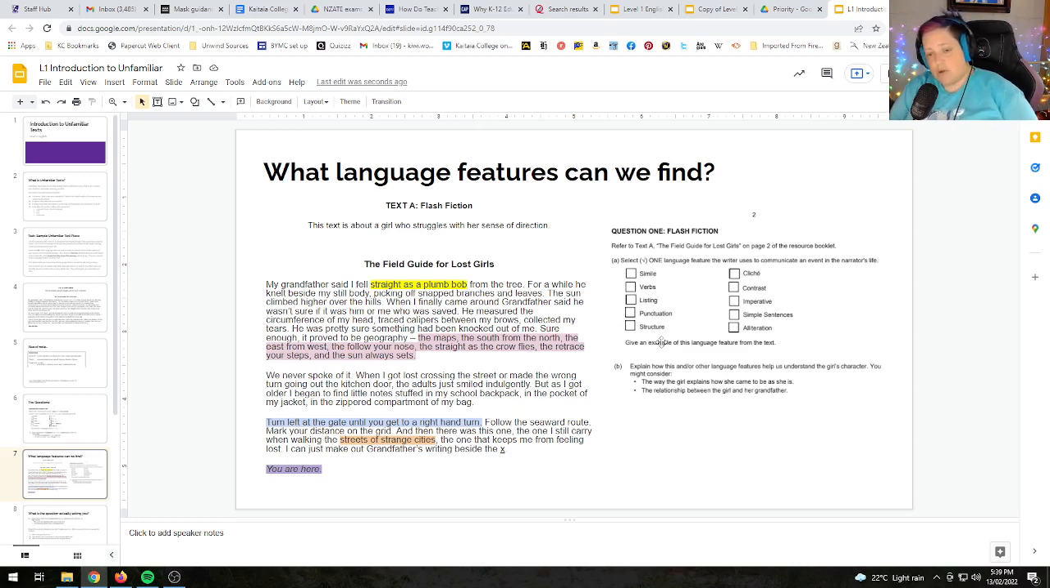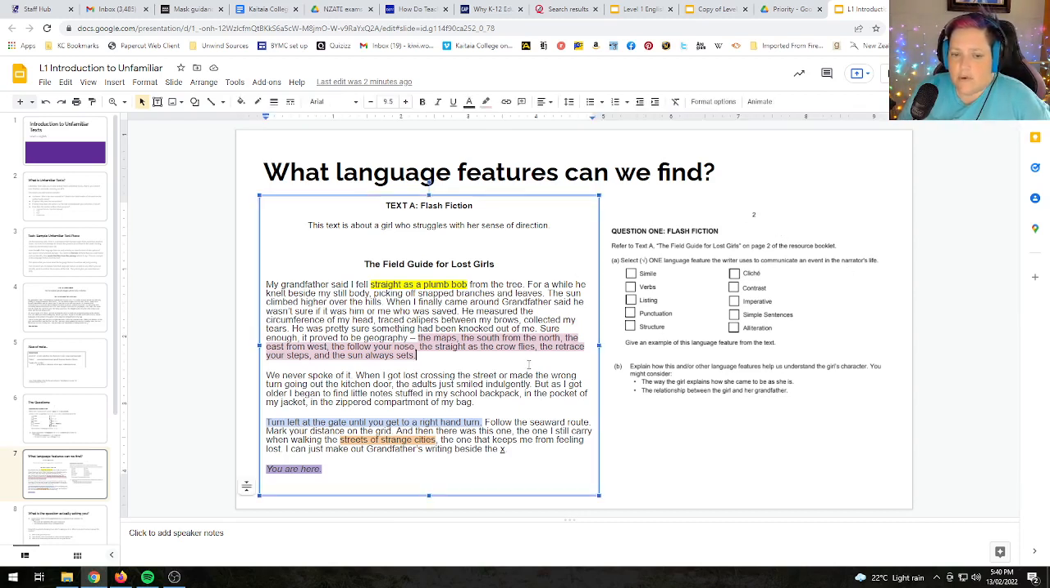So now that you're starting to look at part B, which is explain how this and or other language features help us understand the girl's character, you can consider the way the girl explains how she came to be as she is, with a relationship between her and her grandfather. That's your starting point. Start with the bits that you've highlighted or made note of or underlined, and so on. I think some of the copies I gave out are already underlined.